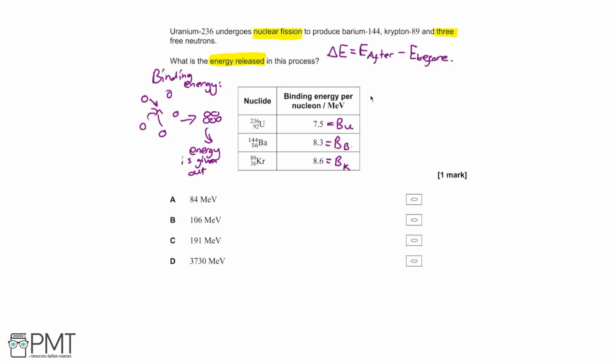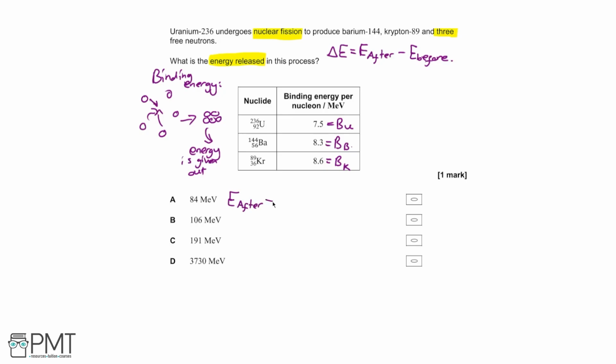As we'll see, this energy difference arises because the nucleons in the barium and krypton nuclei form a more stable configuration and therefore give out more energy whenever they bind than in the uranium nuclide. This is reflected in the fact that the barium and krypton nuclei have higher binding energies per nucleon than the uranium. In order to do this then, we want to write expressions for the energy after and the energy before.